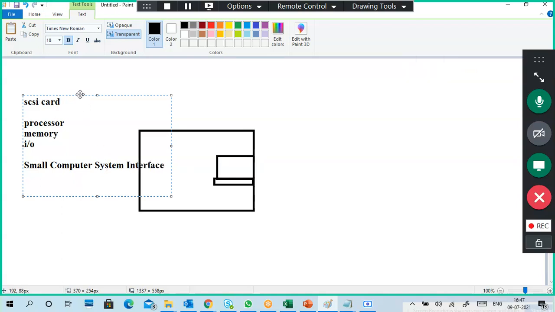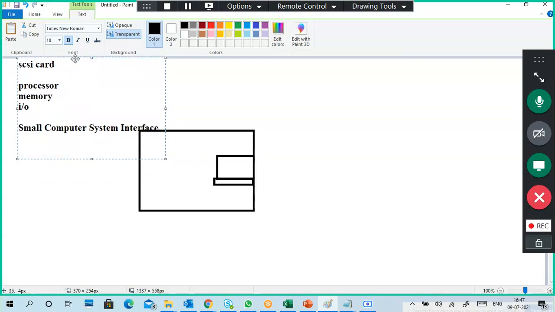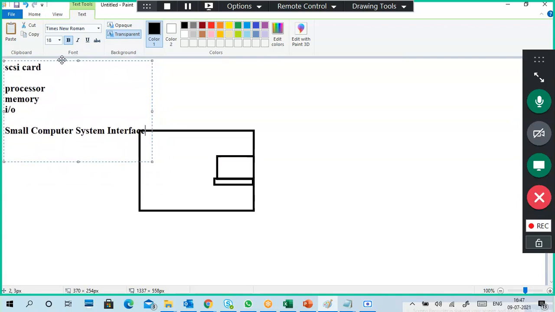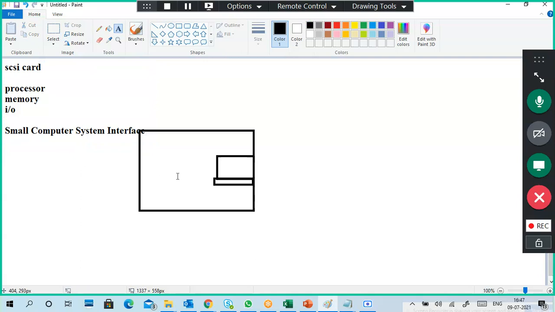Understand the meaning of SCSI? Small computer system interface. Why is it called a small computer system interface? For this purpose only.